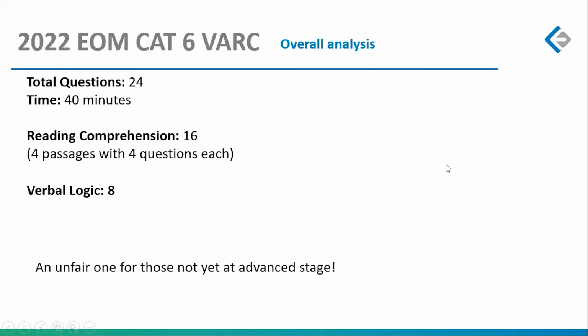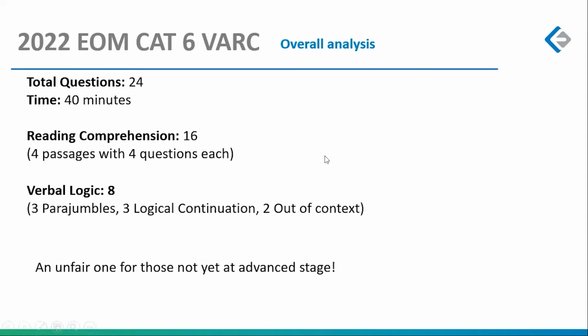Reading comprehension, 16 questions, 4 passages with 4 questions each. And we gave you a surprise, because this time there were no summary questions. This time there were 3 logical continuation questions, 2 out of context, 3 parajumbles. That makes it a total of 8 verbal logic questions.